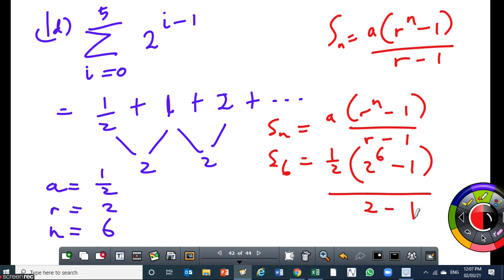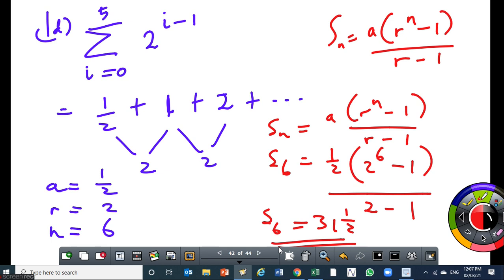2 minus 1. If you simplify here, 2 to the power of 6 is 64. Right? 64 minus 1 gives you 63. Then 63 times a half, that will give you 31.5 divided by 1. So you get S6 equal to 31 and a half. Okay, just check that for me. It's right.